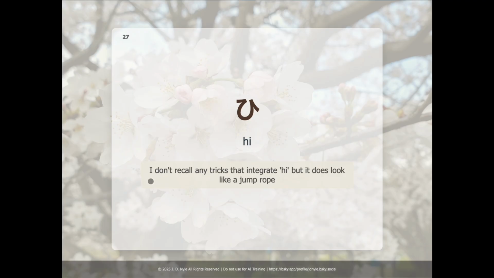He. I don't really know of any tricks for the he, but it does look like a jump rope, so maybe you can come up with something like that. Who? Some fonts make it look like 3 strokes, but it's actually 4, so you have like 1, 2, 3, 4.